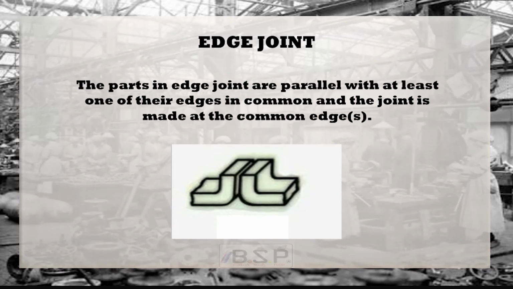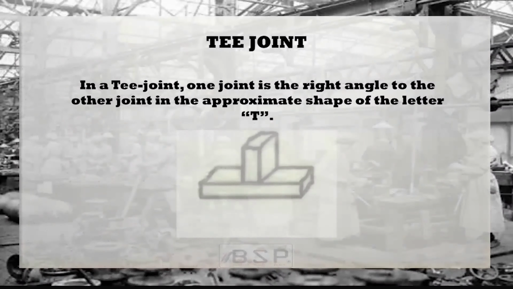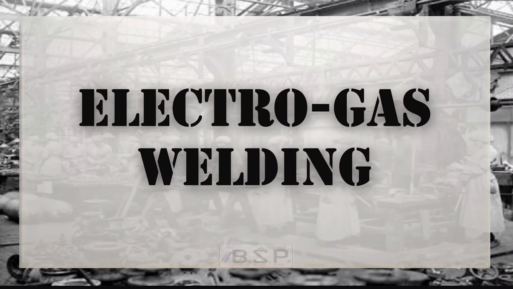The next type of joint is edge joint. The parts in edge joint are parallel with at least one of their edges in common, and the joint is made at the common edge. The next type of joint is T-joint. In a T-joint, one joint is at a right angle to the other joint in the approximate shape of the letter T. Now we will study the types of welding.